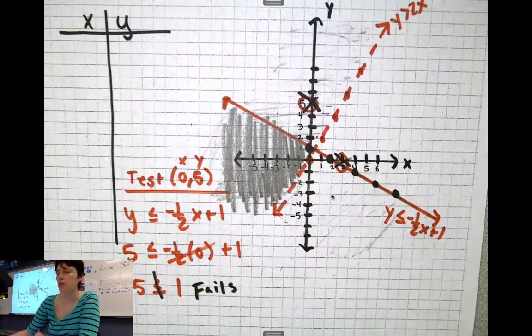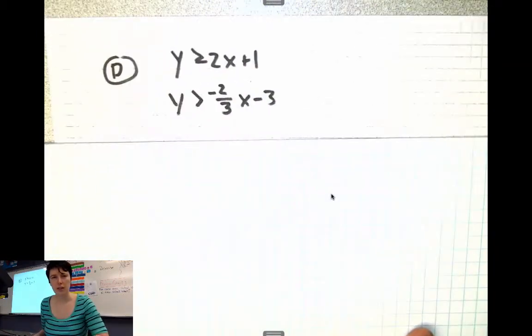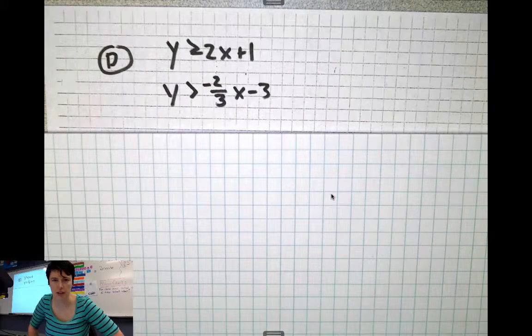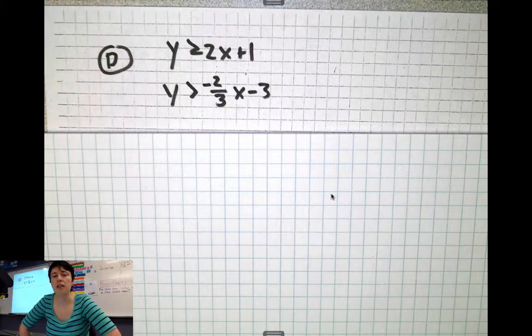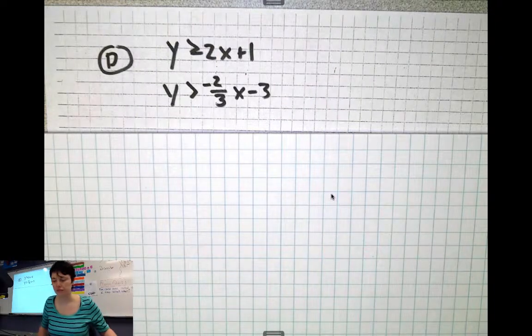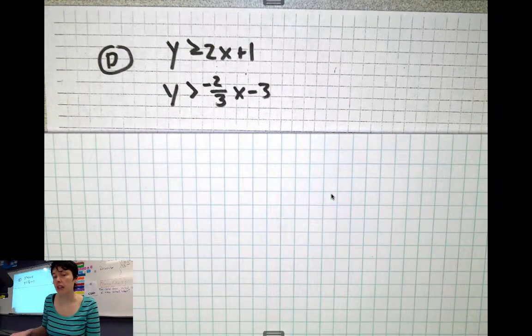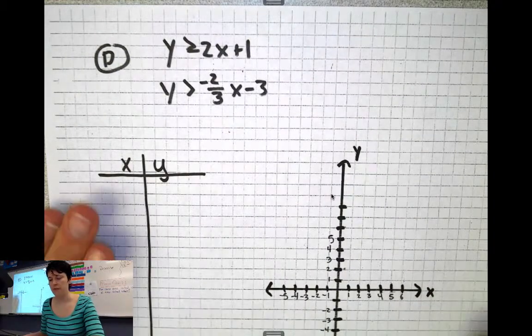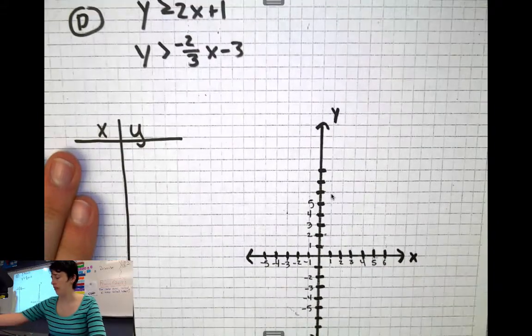Okay, so let's do one last one for this video since we're practicing. We're trying to prepare for this end of unit test. Try this system. Last one here. Can you graph y is greater than or equal to 2x plus 1 and y is greater than negative 2/3 x minus 3? Go ahead and pause the video and see if you can do it yourself first. Okay, so hopefully you paused the video and did it. Now we're going to check your answer and see if you got it correctly. For this last one, I'm going to try and fly through it a little faster.